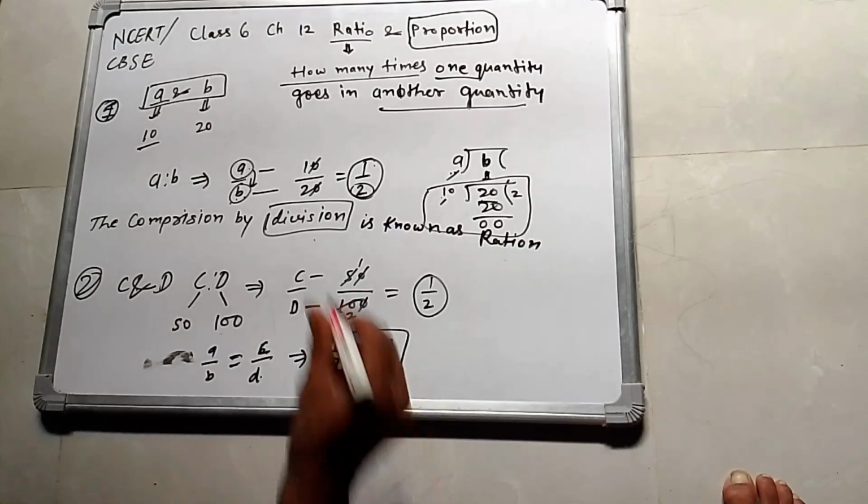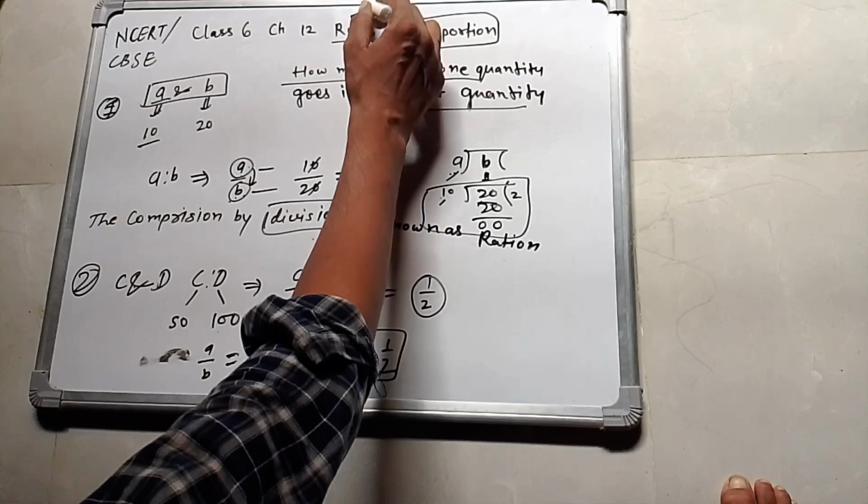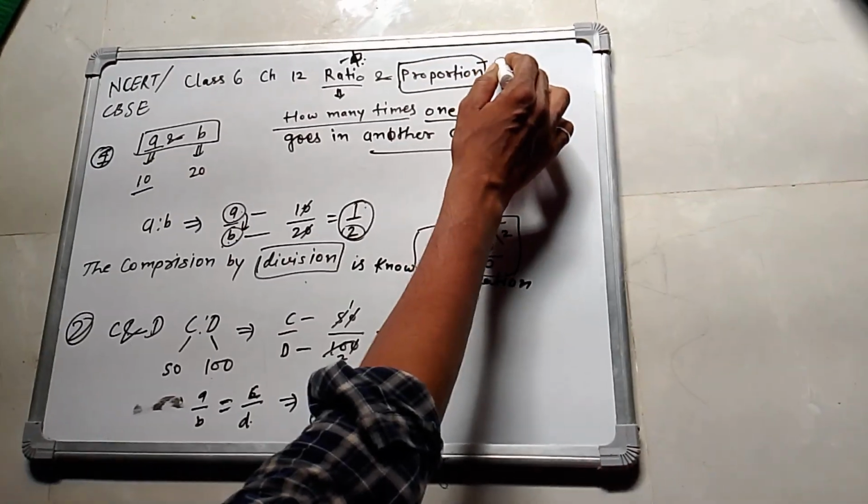This is the proportion concept. This is one quantity. Here take any two quantities. Here take any two ratios.